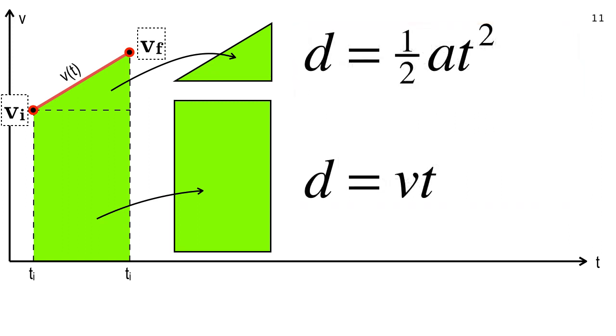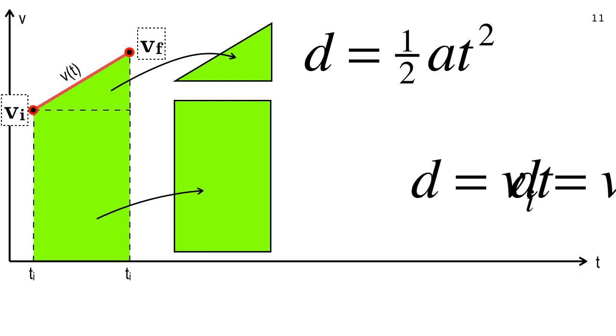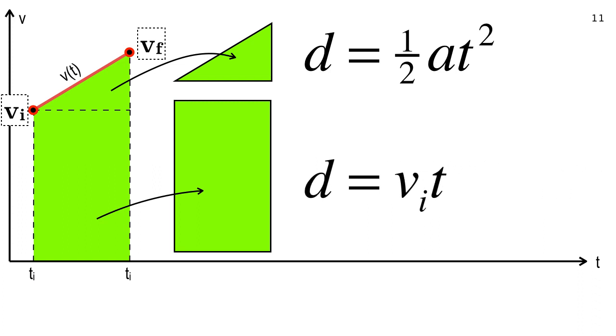Now, for this object, it's two polygons. I have a 1/2 AT squared triangle for the first polygon, and I just have a VT rectangle. It should really be VI, because that's the height up here. Let me get my cursor. Here's the height at the start, and here's VF where it finishes. So VI is here, and that is the height of the rectangle that's hidden inside this polygon.